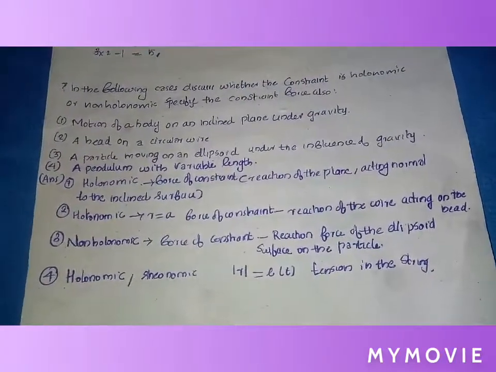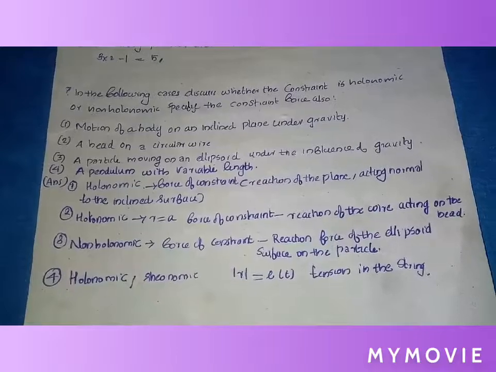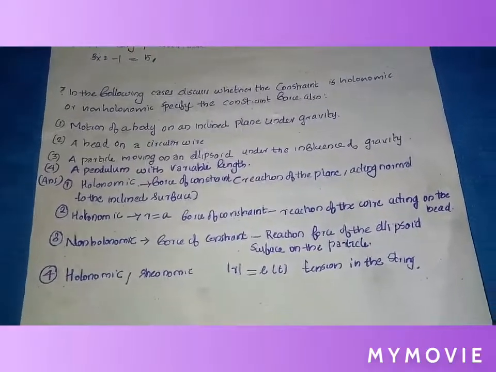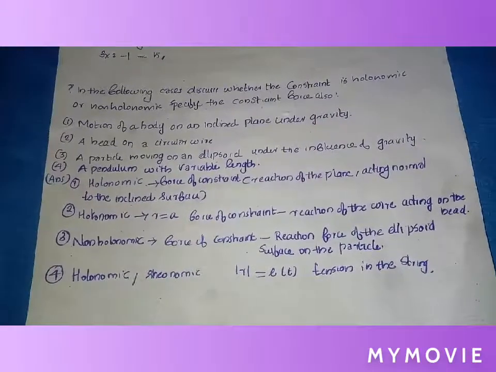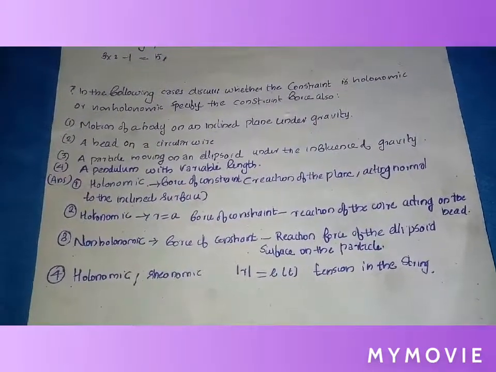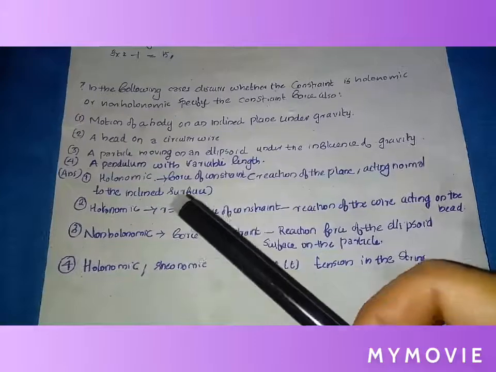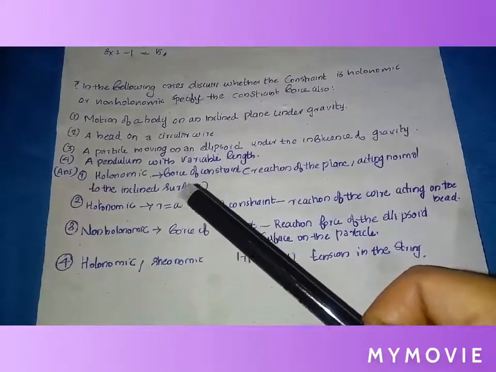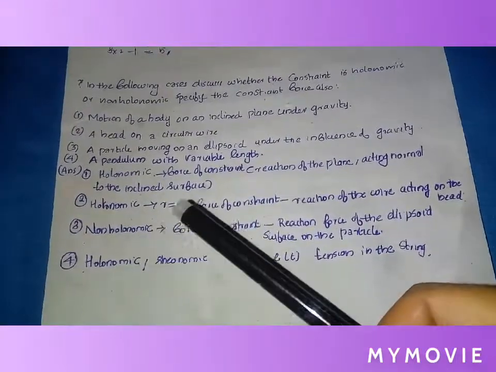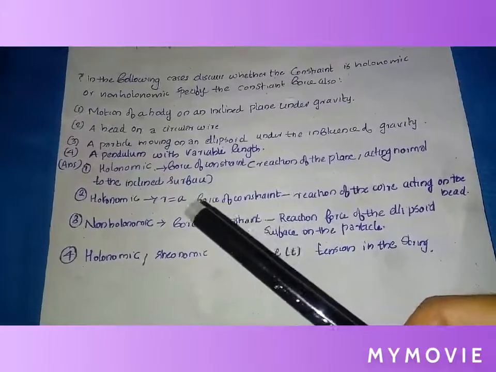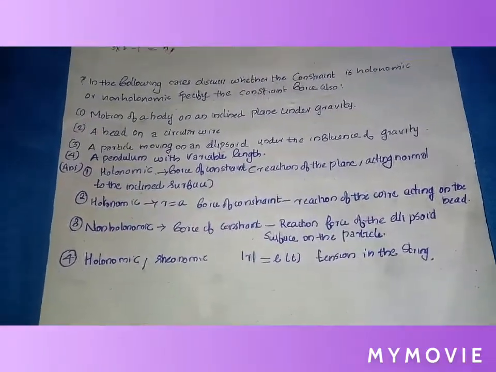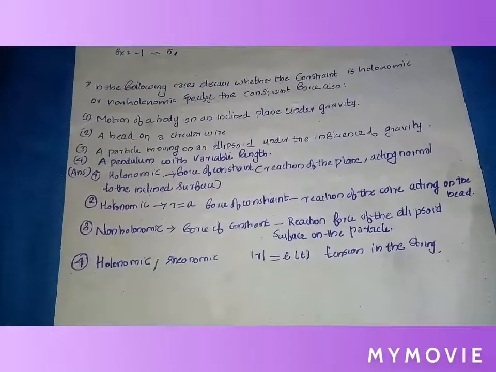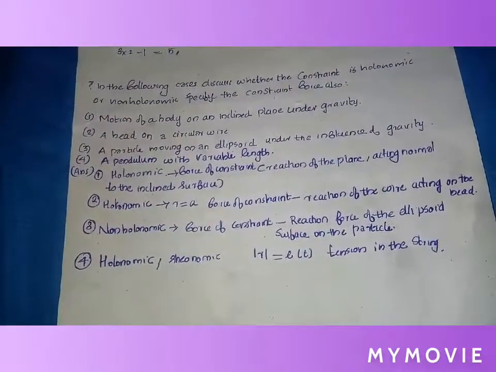In the following cases, discuss whether the constraint is holonomic or non-holonomic. Specify the constraint force also. Motion of a body on an inclined plane under gravity. We know it is a holonomic constraint because we can express the constraint in the form of an equation, and the force of constraint is the reaction of the plane acting normal to the inclined surface.